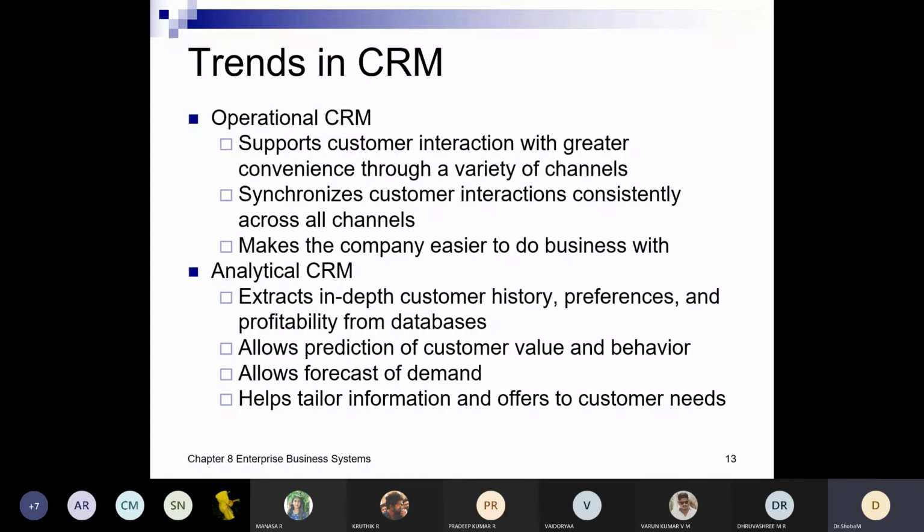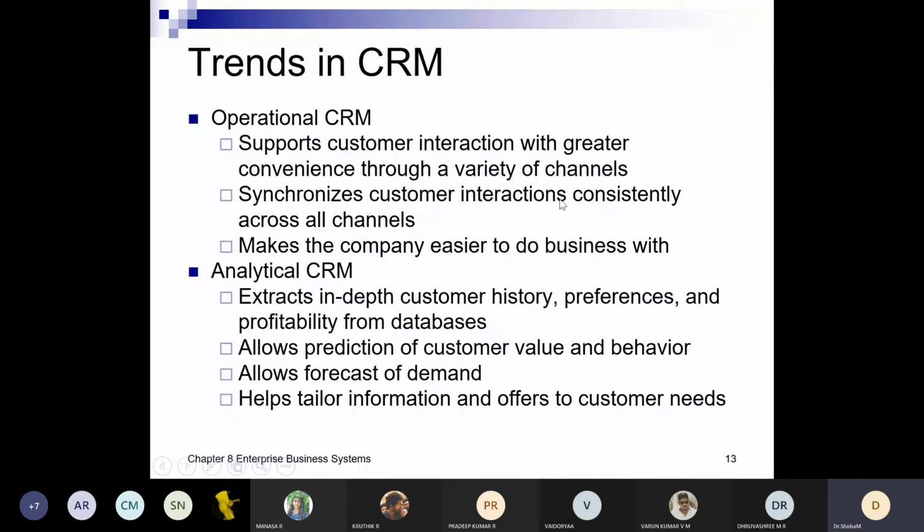Moving next, first we saw the three phases of CRM. Next we saw the benefits of CRM. Next we saw the possible failures of CRM, and next we will see the trends in CRM. So the trends are operational CRM. What is operational CRM? It supports customer interaction with greater convenience through a variety of channels. Okay, the communication channel might be different, right? Might be varying, in fact. And again, it is based on the convenience of the customer.